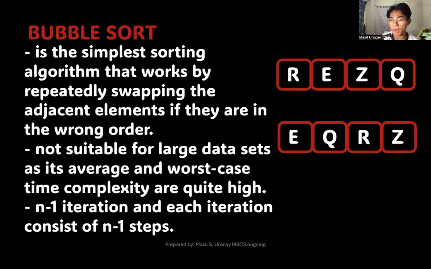In this particular sort, we are comparing two elements at a time. It will be a slower version of sorting because we take it one by one until we finish the iteration, and each iteration has specific steps.